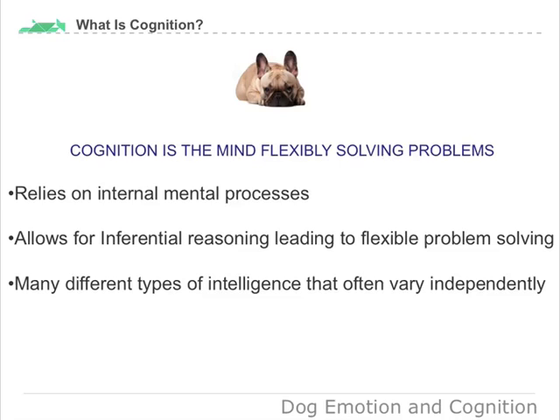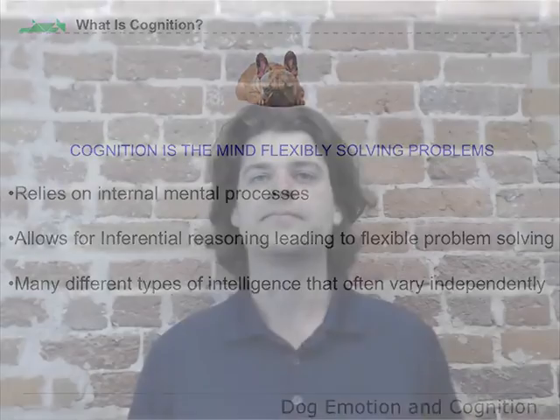Okay, so we talked about what cognition is already. Cognition is the mind flexibly solving problems. It relies on internal mental processes. That's why we need experiments. But it allows for inferential reasoning, leading to flexible problem solving. And of course, there are many types of intelligence that often vary independently. So that's very important when you're thinking about cognition as an explanation to intelligent behavior.